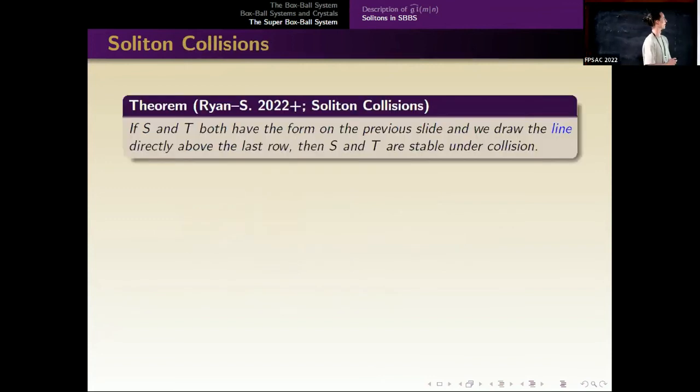Okay, so now I'll talk about the main theorem. We're considering what exactly are the properties that are required for the solitons to collide correctly, so to maintain shape after collision. If we have S and T as in the previous slide, and we draw the line directly above the last row, then S and T will be stable under collision.